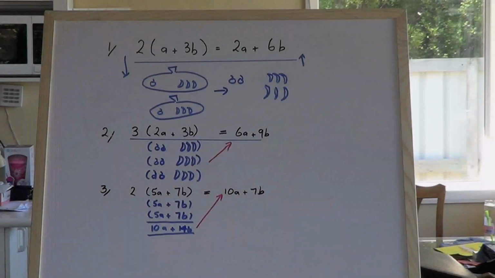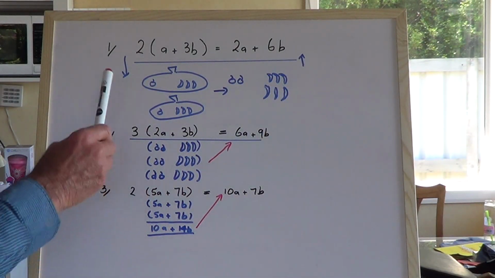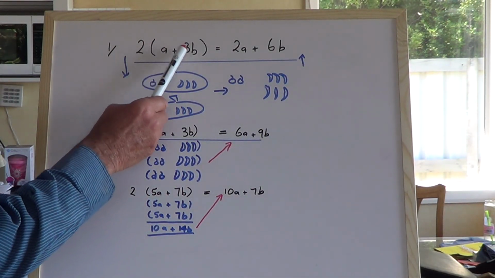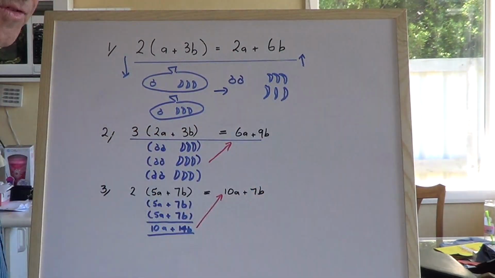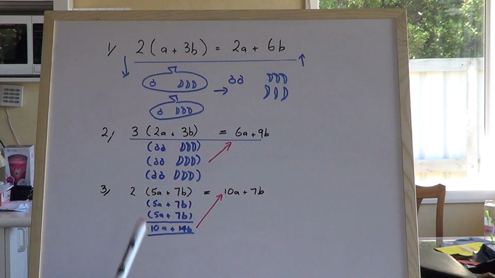This presentation will cover basic expansion of brackets and introduce the loopy method. Let's look at the first problem: 2 bracket A plus 3B. Above here we have the mathematical world, so we go to the real world.